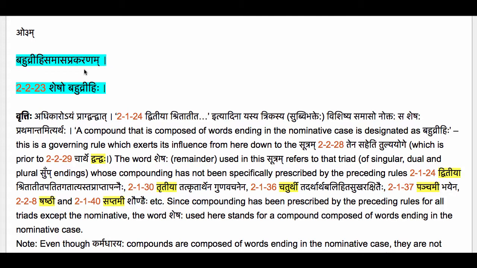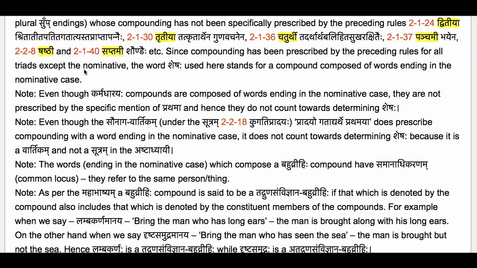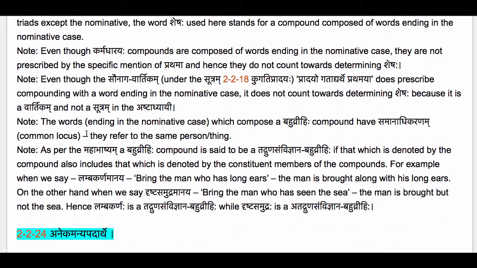Another example which my teacher used to give was Lamba Karanam Anaya. Bring a person who has long ears. If you don't know bahuvrihi compounds and if you just hear someone say Lamba Karanam Anaya, you might think that is a tatpurusha compound. Then the meaning would be bring the long ear. You actually go and bring the ear and not the person who has the ear. So the joke is that if a person doesn't know bahuvrihi compounds, hears this command, then he would actually go and cut a long ear and bring the ear rather than the person who has the long ears.